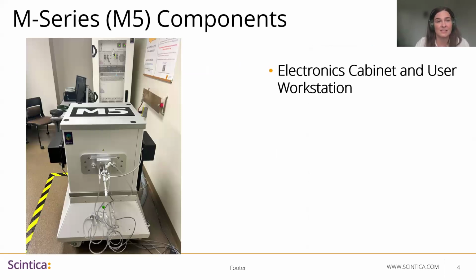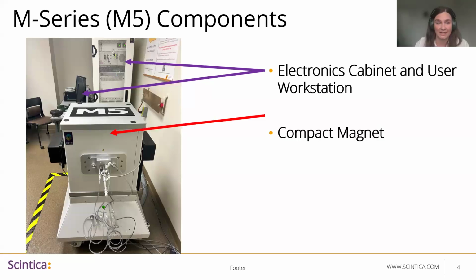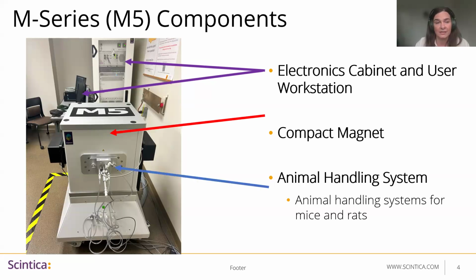The components of the system are quite minimal and very compact. We'll review the M5, which essentially has the electronics cabinet and the user workstation or computer, shown here. You have the magnet itself, shown in the front, and then you have animal handling systems. In this photo, the animal handling system is placed inside the magnet, but you have different animal handling systems for both mice and rats. You'll see when we discuss the animal handling systems that we do split by different species.